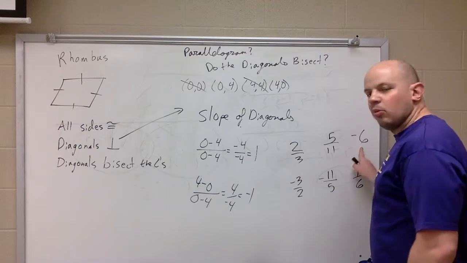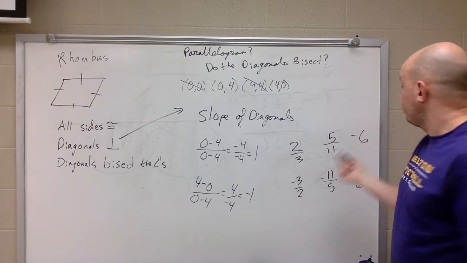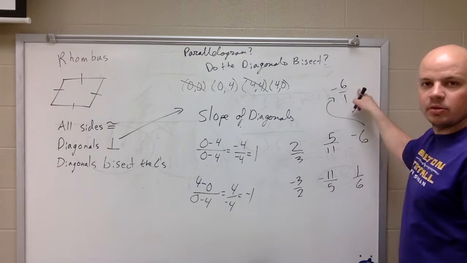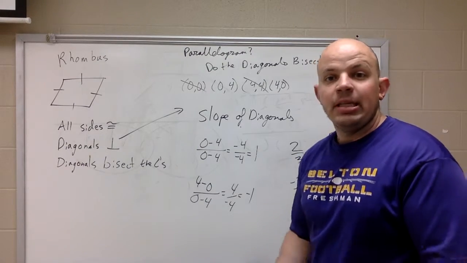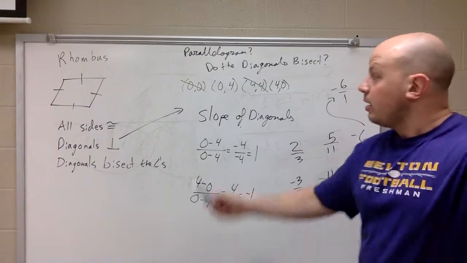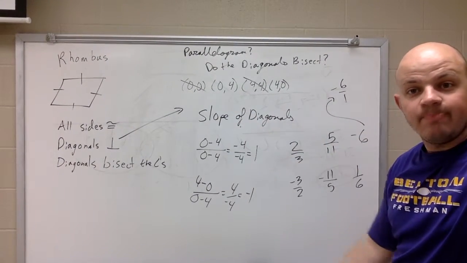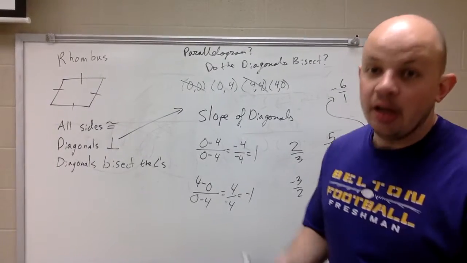This one throws people more. Remember, any number is itself divided by 1. So this is the same thing as negative 6 over 1, which is why when I flip it, change the sign and all that. So, rhombus. Fun thing: it's a rhombus. We also showed it was a rectangle earlier. It's a square. So, here's what I say you do.